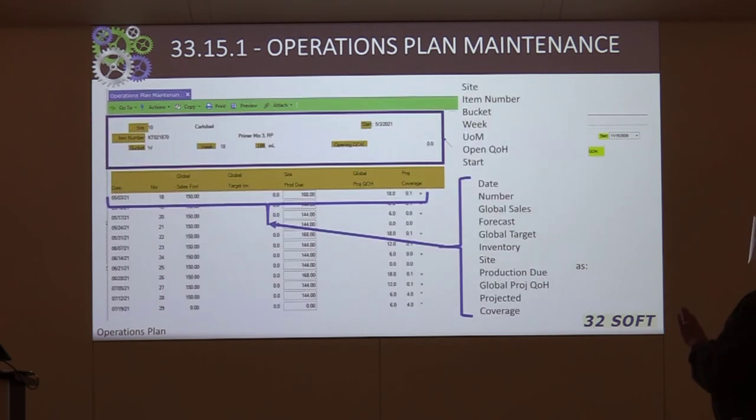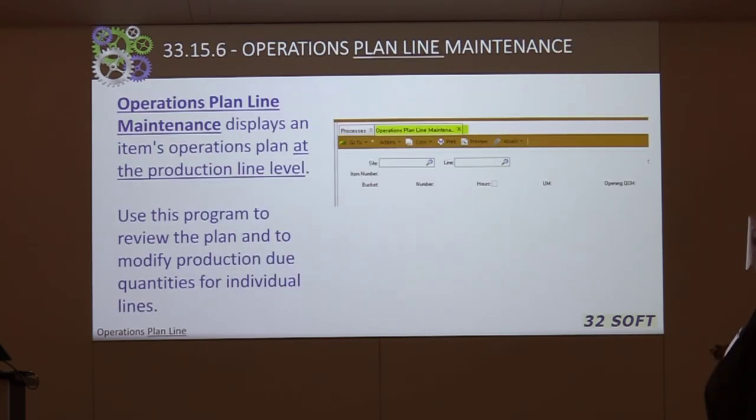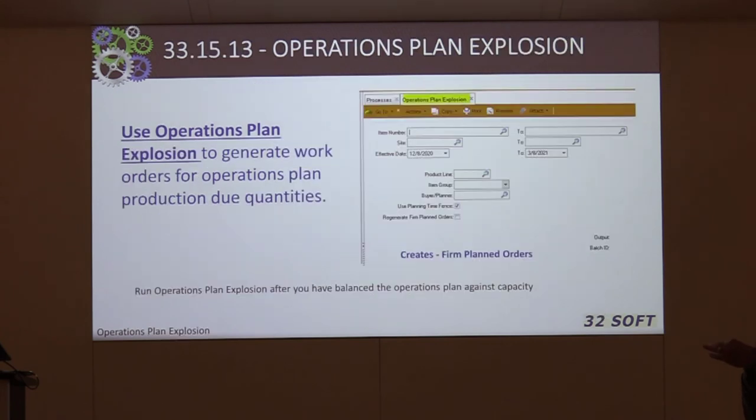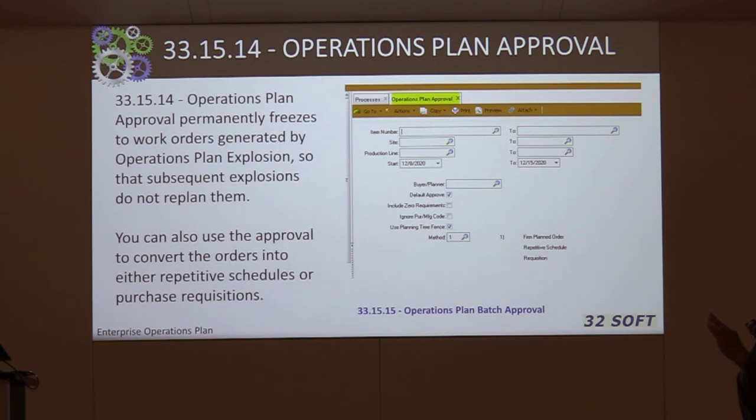13.15.1, this is where you're going to build your schedule. So you can build the schedule in that. 13.5, you can do it at a product line level as opposed to the operations plan level. And then you use the plan explosion to drive these down into the explosion process that we covered. There's an operations plan approval process where you can approve this, so you've got senior management, you've got sales and operations planning, leadership, all of those can be addressed electronically.